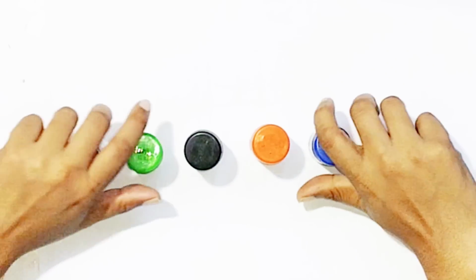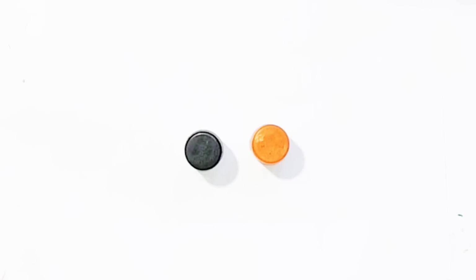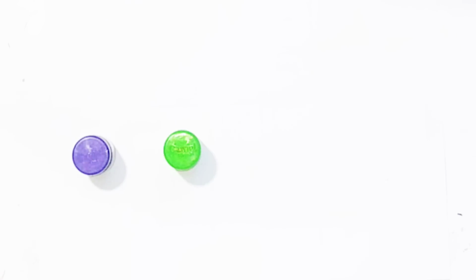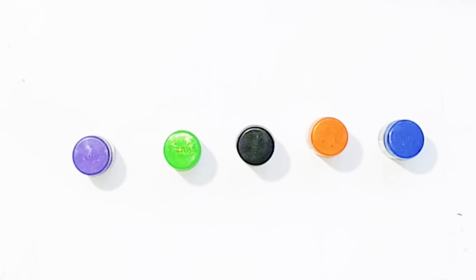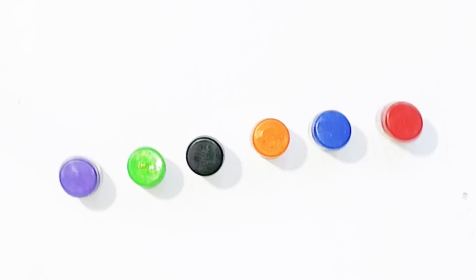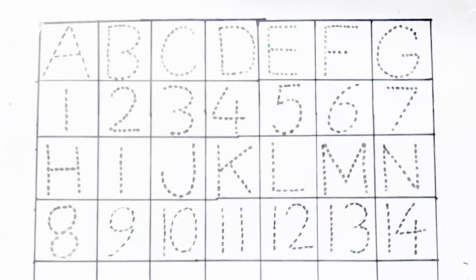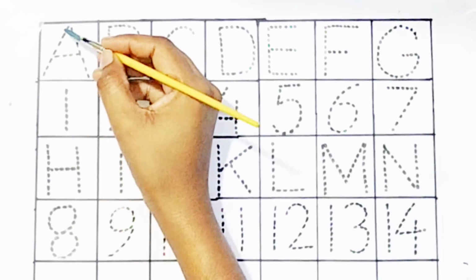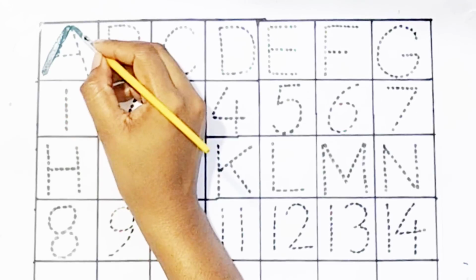Let's learn colors name. Violet color, green color, black color, orange color, blue color, red color. Today we will learn alphabets and numbers. Let's start.